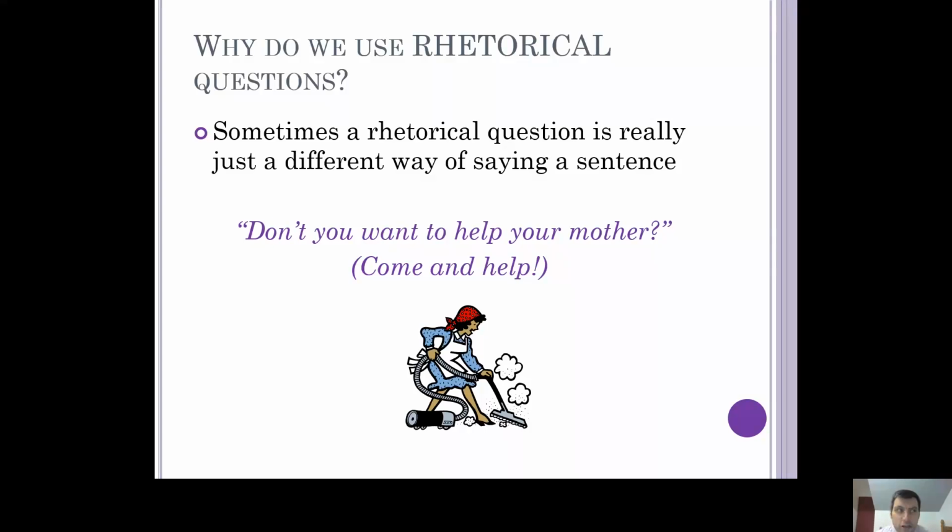Again, adults do this a lot to you as children. We ask you a question when in fact we're giving you an instruction. And it's not really fair, but it's something we do. Don't you want to help your mother? Means come and help. Wouldn't you like to see your teacher smile? Do what you're told. Lots of times we use rhetorical questions as a way of getting you to do things.